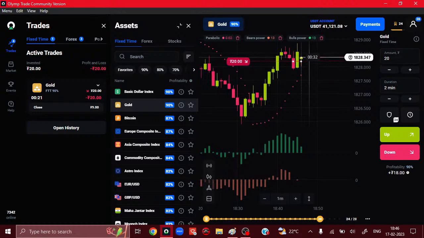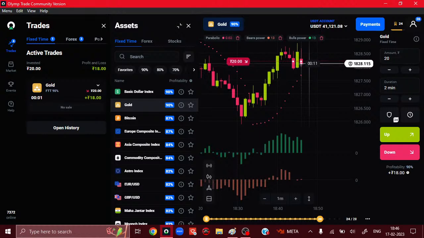So the gold is very volatile as of now. Feeling like a roller coaster ride here. Let us wait for the results, then we will enter into the next trade. Technically speaking, it should go down for the next few minutes, but you never know.